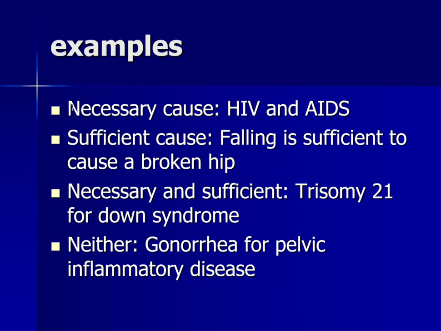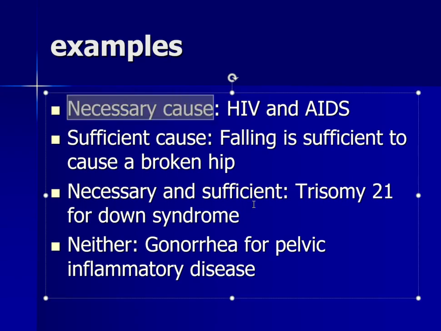So, an example of a necessary cause, HIV and AIDS. No one can have AIDS if they don't have HIV. It's a necessary cause, okay? However, not everyone who has HIV has AIDS. And we know that. And therefore, HIV is a necessary cause but not a sufficient cause. Sufficient cause, like I was saying, falling is sufficient to cause a broken hip, but someone might have a broken hip from something different than falling.